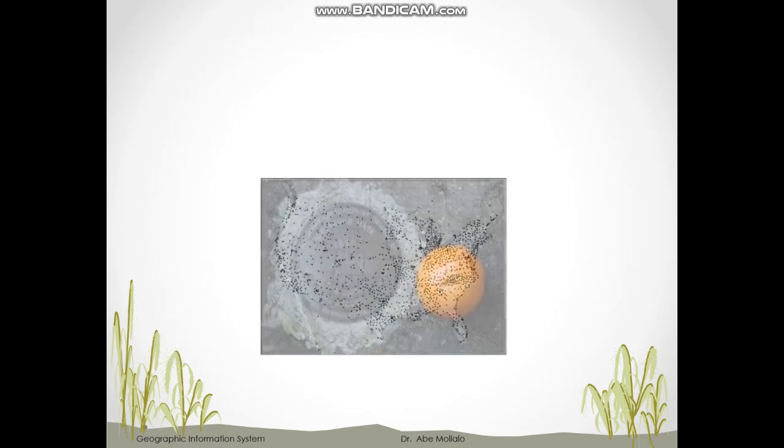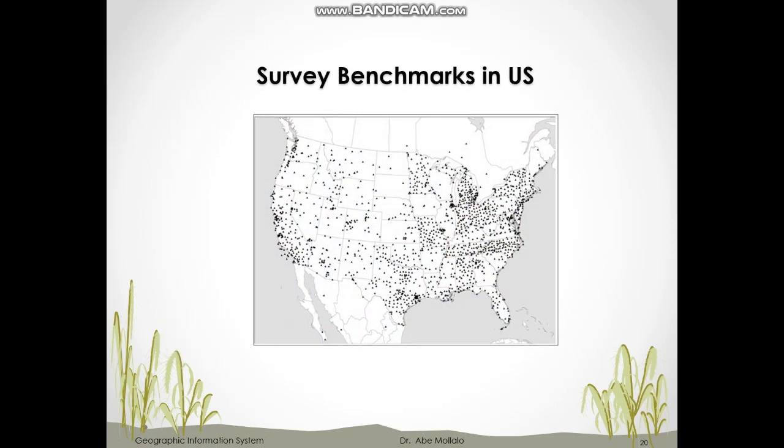So this map shows you the distribution of benchmarks across the entire United States, and each benchmark costs thousands of dollars to be established, and it has a very, very accurate location of latitude and longitude. So from a benchmark, you can calculate the latitude and longitude for any location nearby.